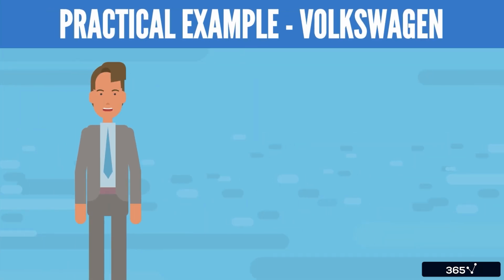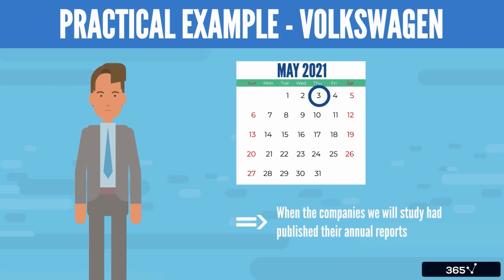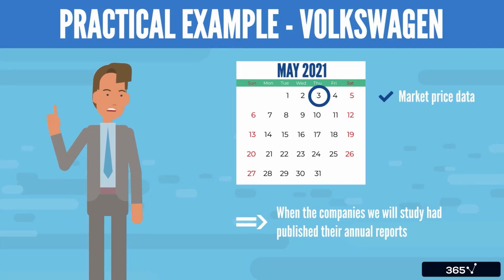The practical example we will solve together is about the valuation of Volkswagen. The target date at which the valuation was carried is the 3rd of May of 2021. By that time, all companies in the peer list had published their annual statements for 2020. We used market price data relating to the 3rd of May 2021 to determine each firm's market cap.